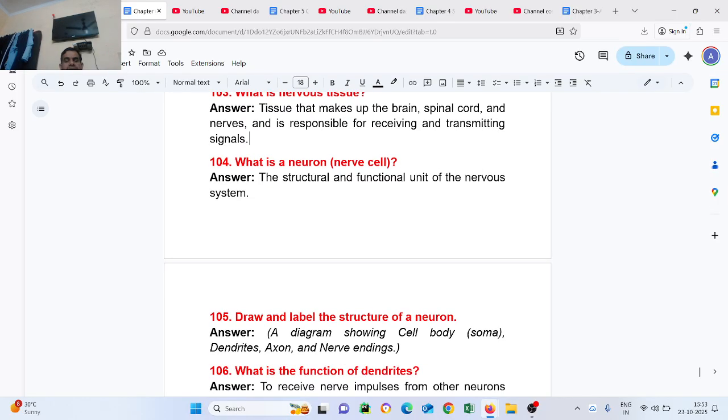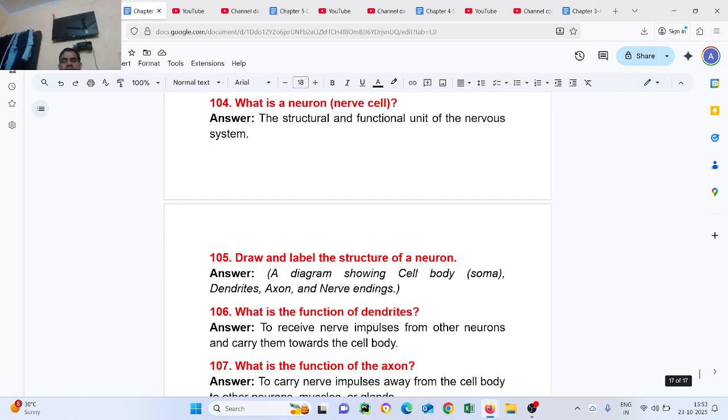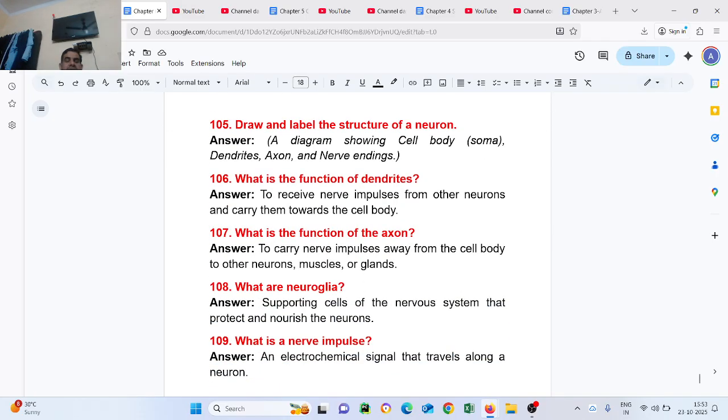Question number 105. Draw the labeled structure of a neuron. A diagram showing the dendron, axon, and nerve cell body. Question number 106. What is the function of dendrite? To receive nerve impulses from other neurons and carry them toward the cell body.